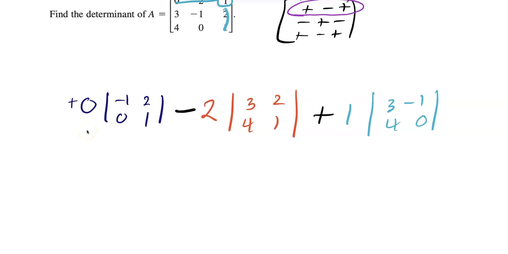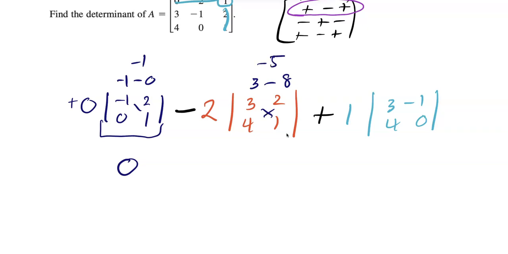So when you get to this part, you have to do this 2 by 2. So remember, down minus up, -1 minus 0, so -1. -1 times 0 is 0, so really I didn't have to do anything there. Here I get 3 minus 8, right? Down minus up, so -5. So we have -2 times -5.